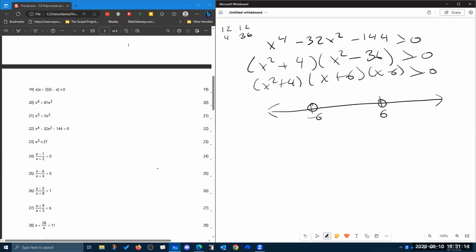This factor is always going to be positive. So over here, when I pick a number greater than 6, it's a positive times a positive times a positive, which is positive. When I cross 6, this one's going to change sign. So that's going to be positive, positive, negative. And when I cross negative 6, this one's going to change sign. Positive, negative, negative is going to be positive. The things that will be greater than 0 will be like so.